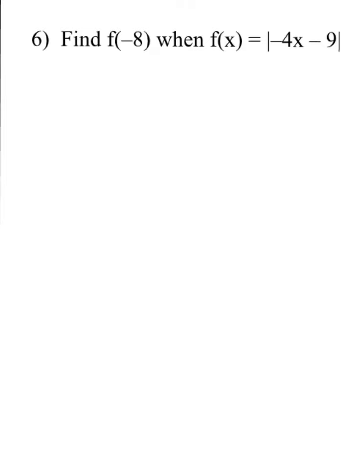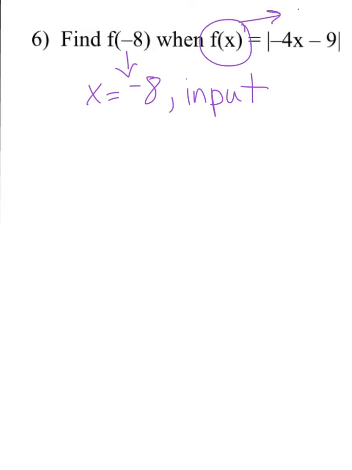Okay, number 6, find f of -8 when f of x is equal to the absolute value of -4x minus 9. So remember that f of -8 is saying let's evaluate the function when x equals -8. So -8 is our x value, or the value of our input. We're solving for f of x, which is our y value. So what does y equal when x equals -8? Well, we can find that out by just substituting in our value of x.